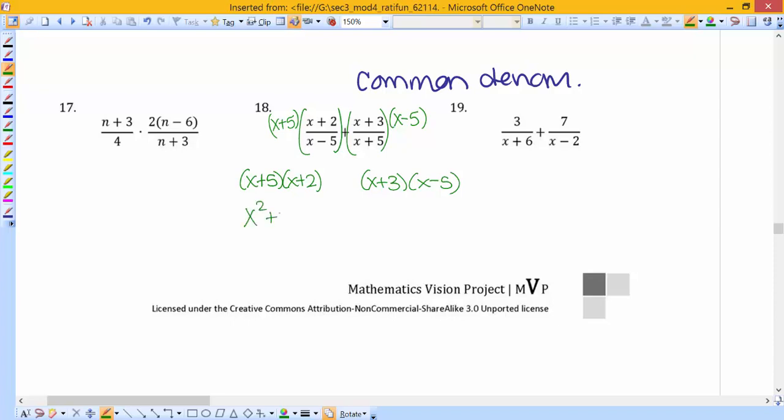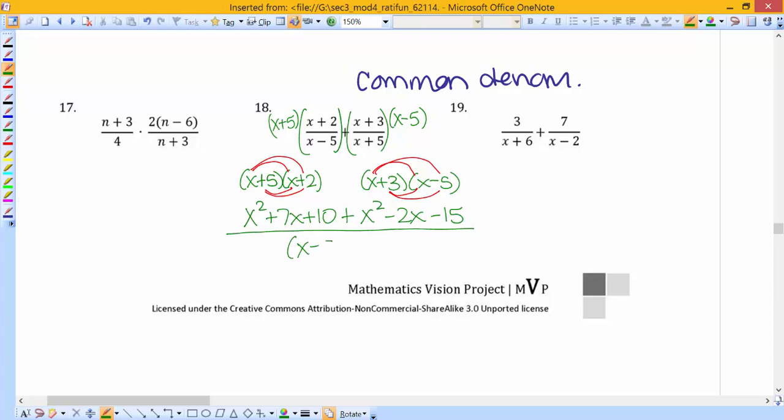Here I get x squared plus 7x plus 10 plus x squared minus 2x minus 15. You are welcome to show the work. I'm using some mental math here. I distribute the x and then I distributed the 5. I distributed the x and then I distributed the 3. And I combined like terms in my head. Write it out if you need to. The denominator is x minus 5, x plus 5.